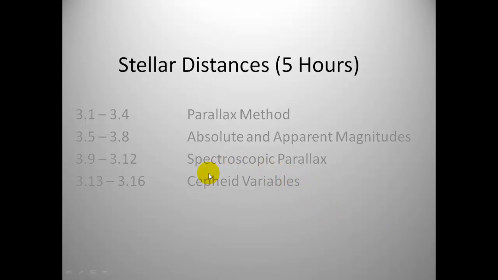Now we're going to look at spectroscopic parallax, another way of estimating stellar distances. There are two things you need to know about spectroscopic parallax. One is that it is spectroscopic, which means we need a spectroscope. A spectroscope is a device to look at the spectra of stars. So, the first thing is we need to analyze the spectra of the stars.